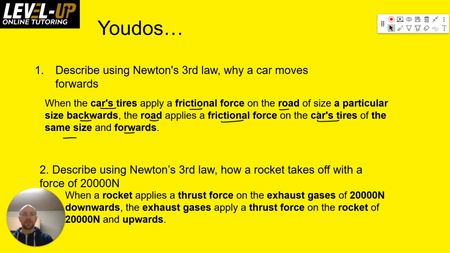So in this example, we would have a rocket exerting a thrust force downwards, 20,000 newtons. The rocket is exerting that force on the gases, but in return the gases are also exerting a force of 20,000 newtons upwards on the rocket. These gases will accelerate very, very quickly downwards, and you'll see those billowing out from the bottom of the rocket, but the rocket in turn will accelerate upwards.